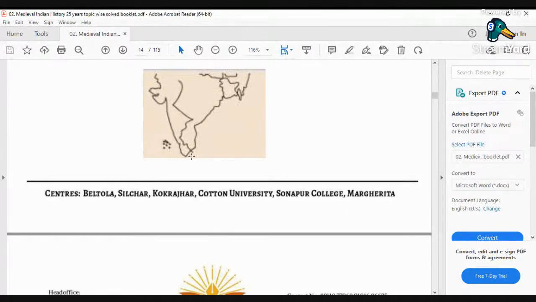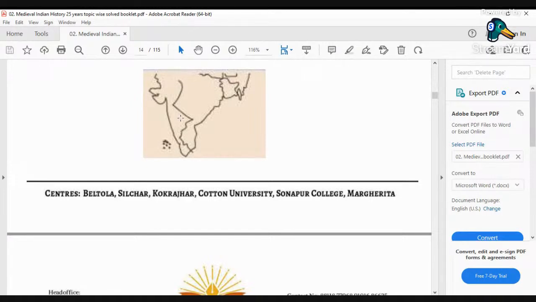Cape Comorin is considered to be the southernmost point, or you can say Cape Comorin is a place which is very close to Rameshwaram. And as we all know, Rameshwaram is one of the southernmost points of India.